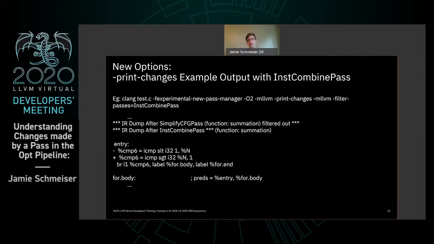Here we see an example usage of print changes with the filter passes option. The filter passes limits the output to invocation of the ints combine pass that change the IR. This pass does change the IR, so it is reported. A portion of the output is shown, and the change to the IR is easily identified with the minus and plus prefixes. The first instruction in the entry basic block is changed from a signed less than comparison to a signed greater than comparison. There are other changes made in the function, but they are not shown here on this slide.